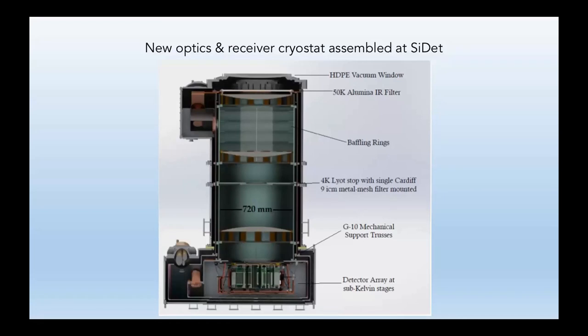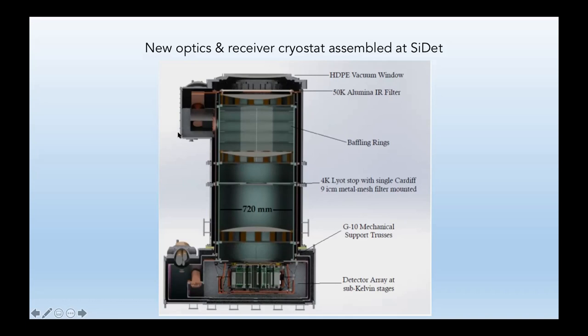Some of the details of the whole optics and receiver cryostat that might be of interest to you is that there are several lenses. They're microwave lenses, so they're made out of alumina. The receiver cryostat is called a cryostat because we want the lenses to be at 4 Kelvin so that they're not radiating. So we have an outer shell that's room temperature, and then a 50 Kelvin shell, and then a 4 Kelvin shell.